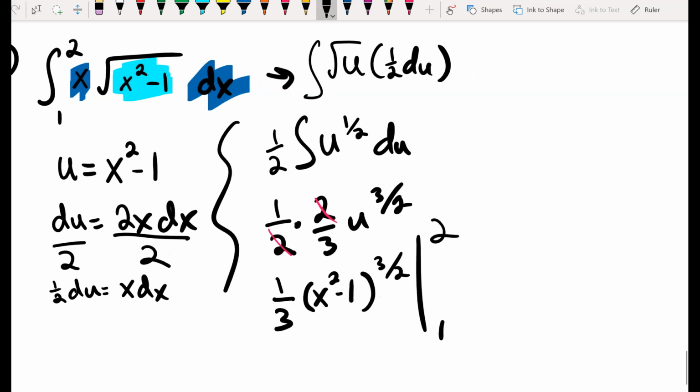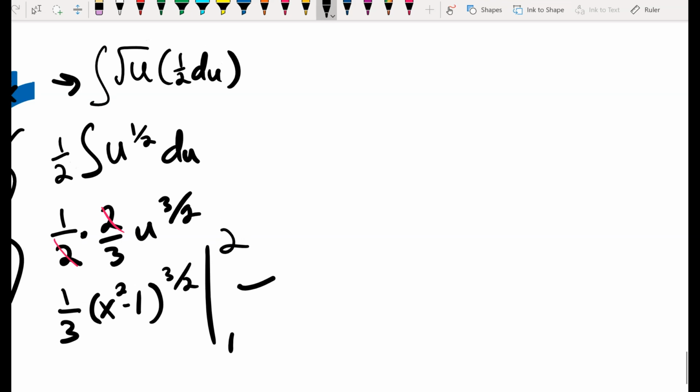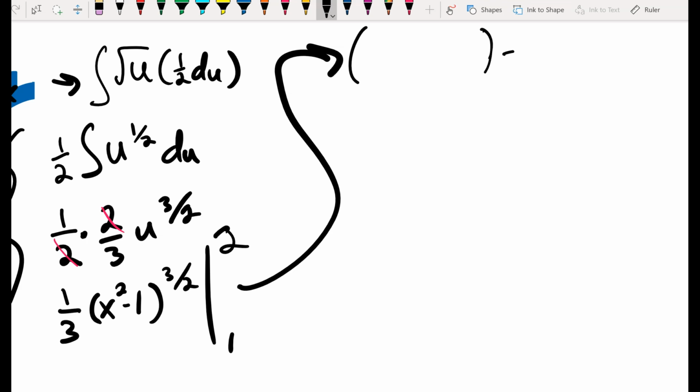Now you got to be careful here. Remember, these bounds are in terms of x, so I need to substitute in for x before I can start plugging in. But it's the upper bound minus my lower bound. So I'm going to have some expression here minus some expression here.